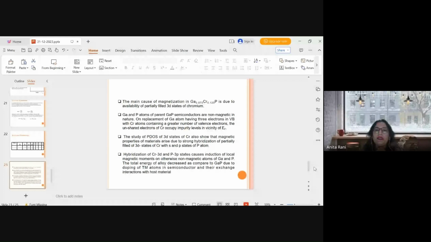The main cause of magnetization is the availability of the 3d state of the chromium atom. The study of the PDOS of the 3d state also showed that the magnetic property arises due to the strong hybridization of the partially filled 3d state of chromium with the s and p states of the phosphorus atom.